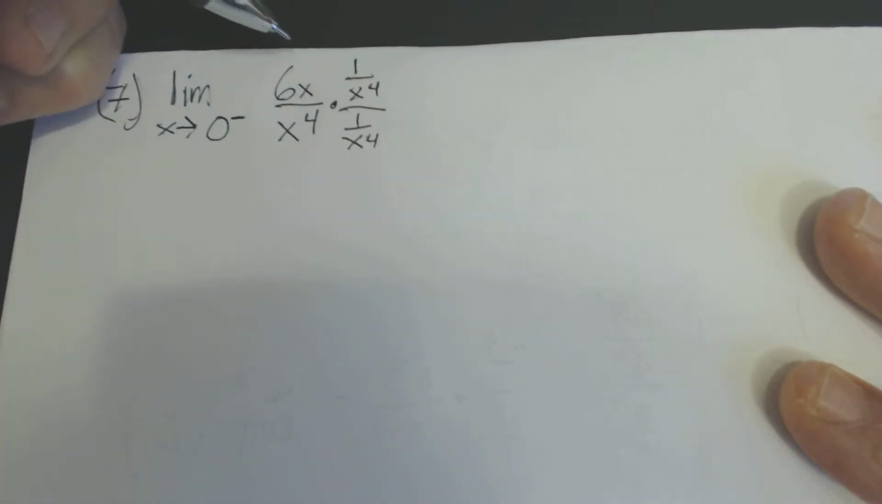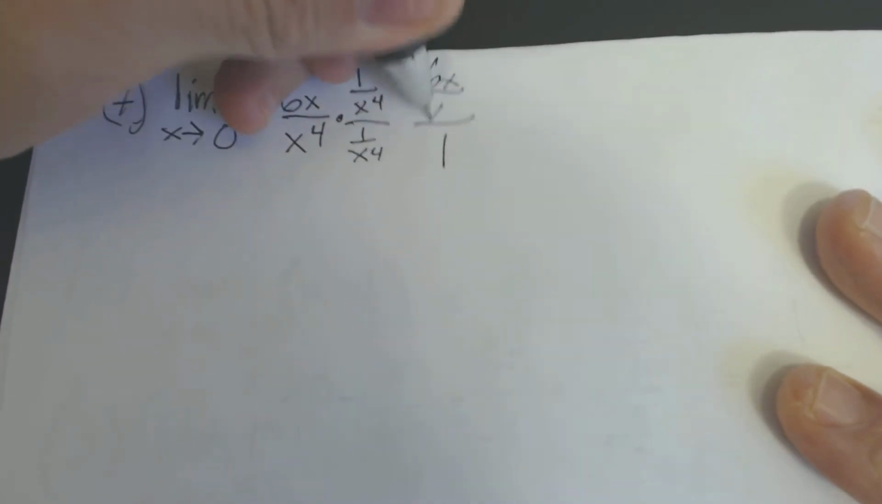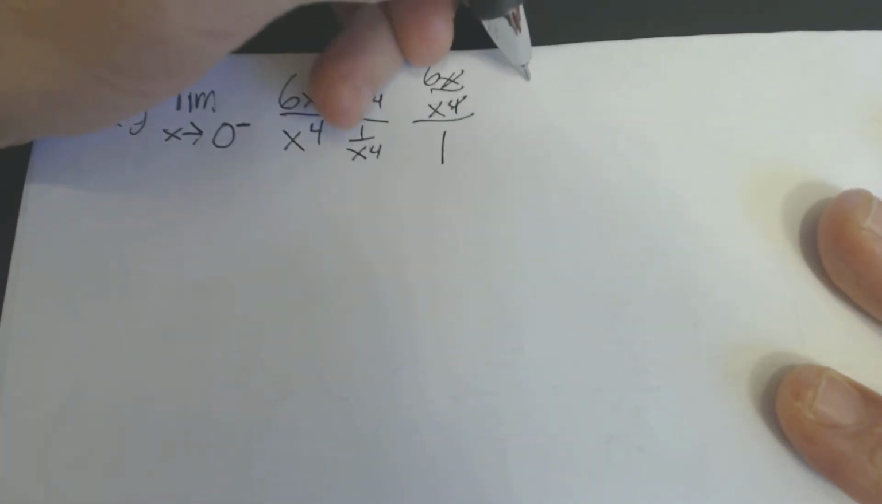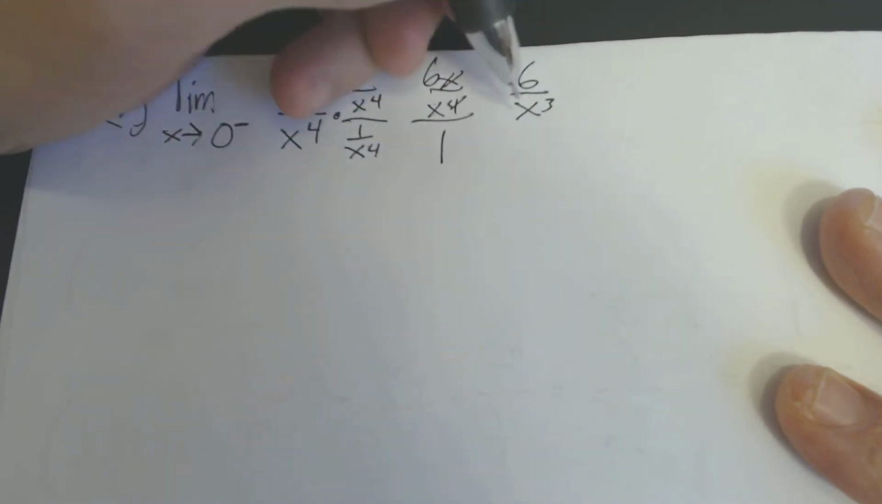So the best thing to do is to divide both the numerator and the denominator by the highest power of x in the denominator, which is x to the fourth. Remember, this is a trick that mathematicians use. We're actually just multiplying the expression by 1, because 1 over x to the fourth divided by 1 over x to the fourth is just 1. So the denominator is going to be 1, and the numerator, we're going to wind up with 6x over x to the fourth, which is just going to be 6 over x cubed.